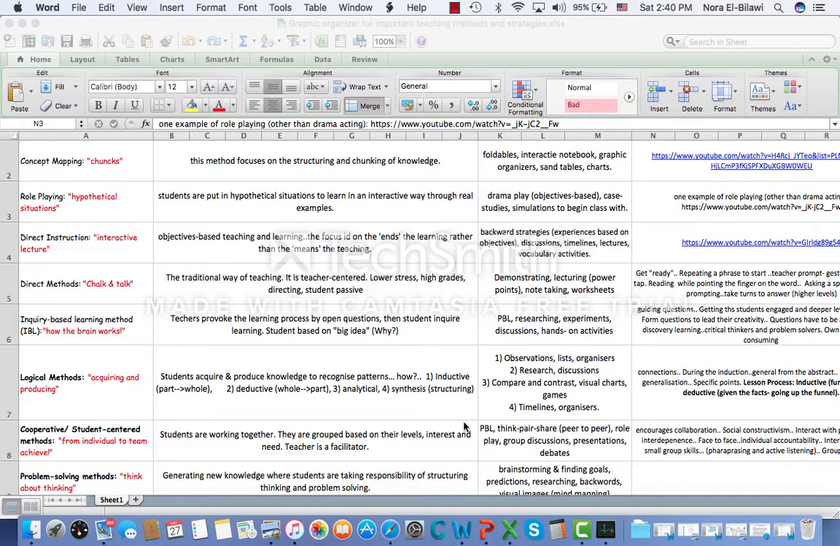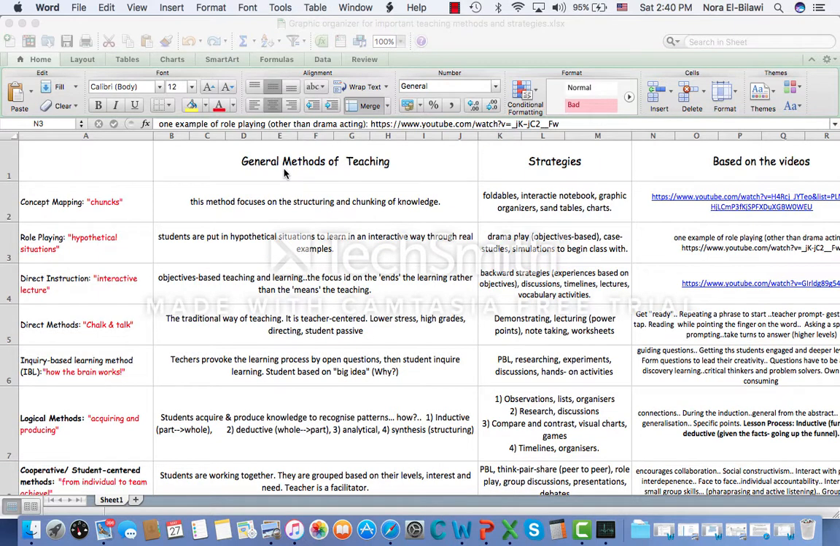So I hope this part is clear, just to make sure that we have this distinction between each term. So the first method is concept mapping. It's a method of teaching. And in red here, I wrote chunks just as a reminder. One word to remind you of the format of this method. What is the format of this method? So concept mapping, but what I mean by concept mapping is chunking information. And here's the definition. This method focuses on the structuring and chunking of knowledge. Okay, then that's a great method.